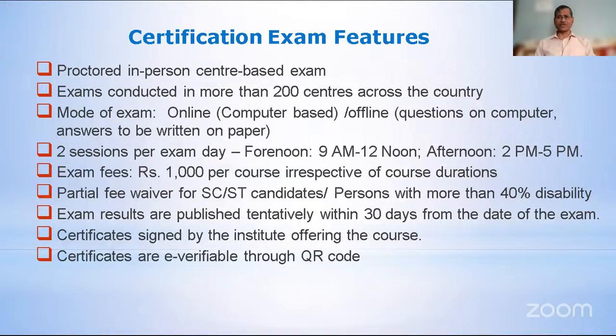Every course has an enrollment date and an exam date. On each exam date, there are two exam sessions, one in the forenoon and another in the afternoon, 9 to 12 and 2 to 5. You might be given the examination in one of the slots. Each course will have exams in the forenoon and afternoon, and you can be allocated to one of the sessions depending on the number of people who need to be accommodated in a particular center.